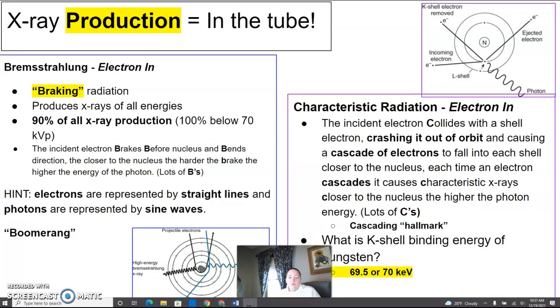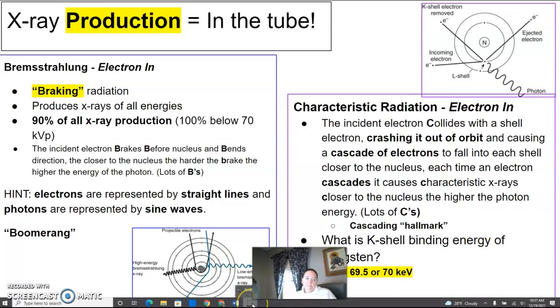All right, so for X-ray production, meaning produced in the tube, you're going to have Bremsstrahlung and you're going to have characteristic. If you look, both pictures are electrons coming in. They're coming in as straight lines toward the nucleus. Here for Bremsstrahlung, you're getting a resulting photon. So keywords for Bremsstrahlung: on your note card, put electron in.